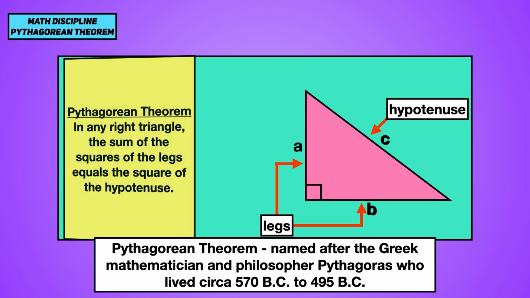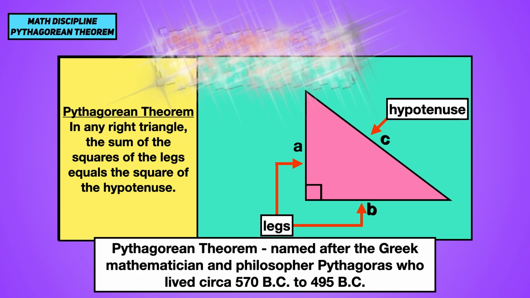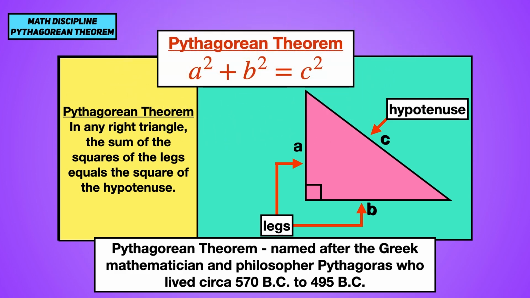The Pythagorean theorem states that in any right triangle, the sum of the squares of the legs equals the square of the hypotenuse. In other words, a squared plus b squared equals c squared, where a and b are the variables representing the legs, and c is the variable that represents the hypotenuse. Let's take a look at how we use the Pythagorean theorem.